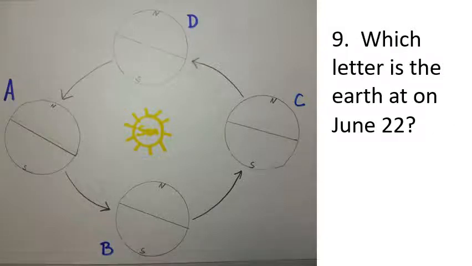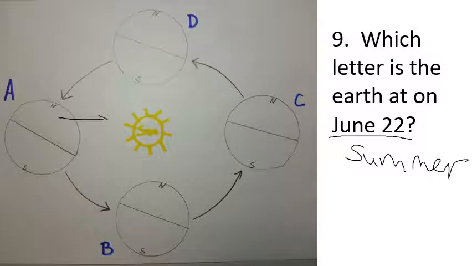Which letter is the Earth at on June 22nd? Well, June 22nd, we know that's the start of summer for us. What starts summer is when we are tilted most towards the sun. We're facing the sun. We're leaning this way. So June 22nd, the Earth's going to be at letter A. That's the first day of summer, when we're getting the most sunlight possible, longest days, and we start the summer season.